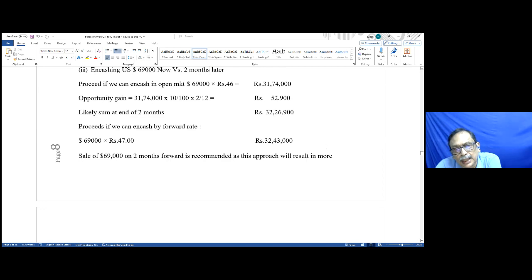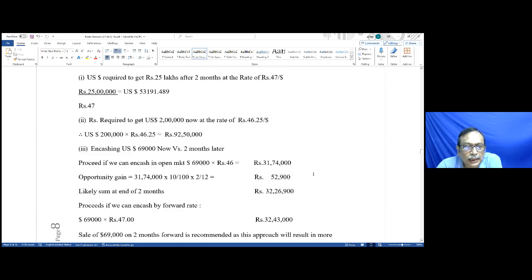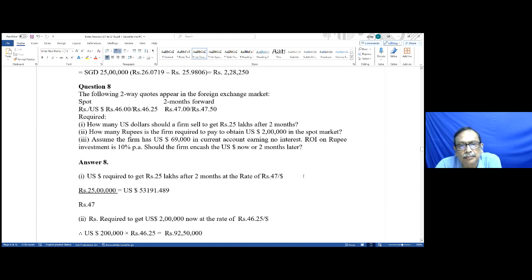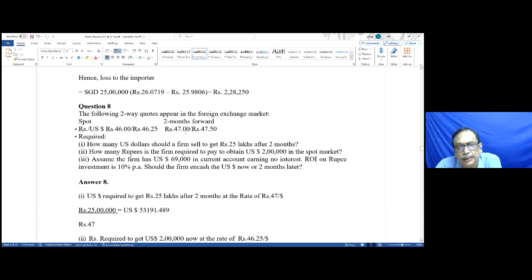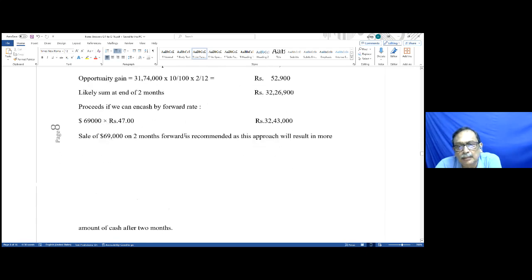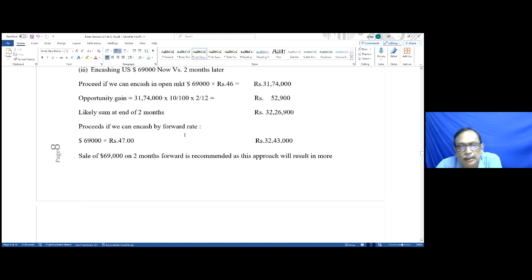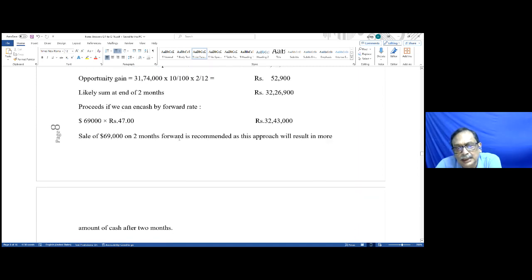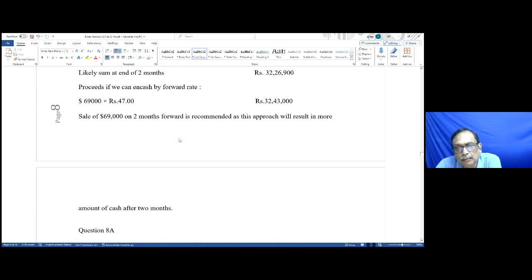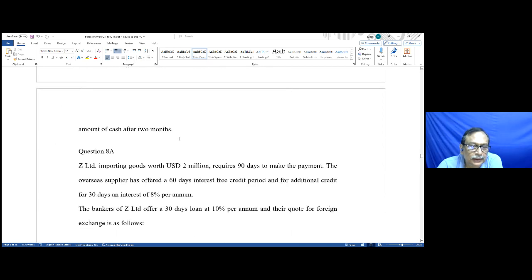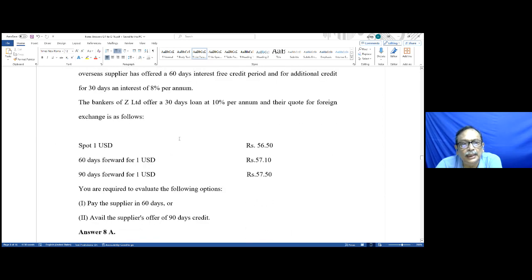Now, proceeds if we can encash by forward rate, then 69,000 multiplied by the bid, that is 2 months, 47, it comes to 32 lakhs 43,000. Sale of 69,000 on 2 months forward is recommended, as this approach will result in more cash after 2 months. Now we are coming to our next question.